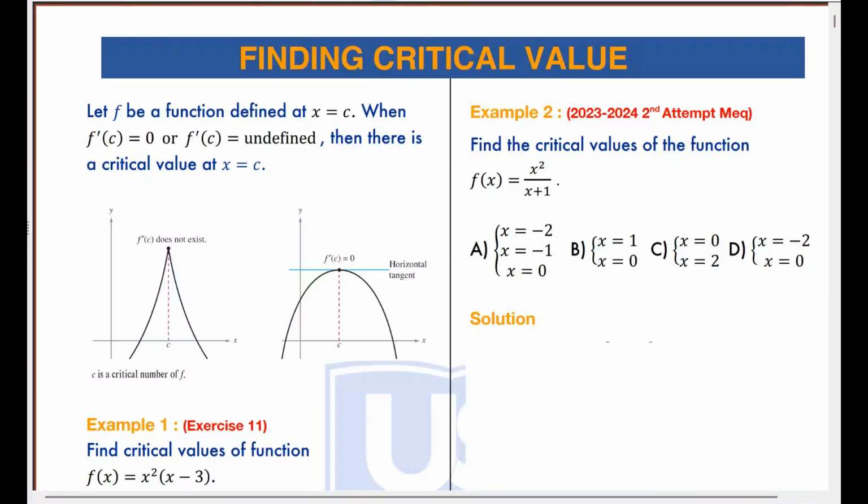In this video, I will start chapter 4. The first section is first derivative test. The first topic of the first section is finding critical values. So what are the critical values?